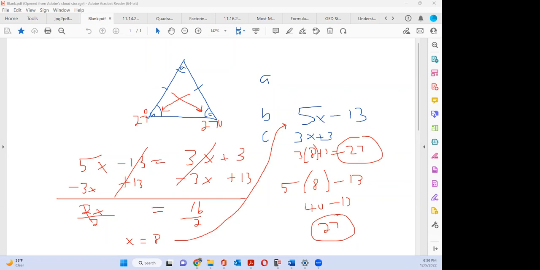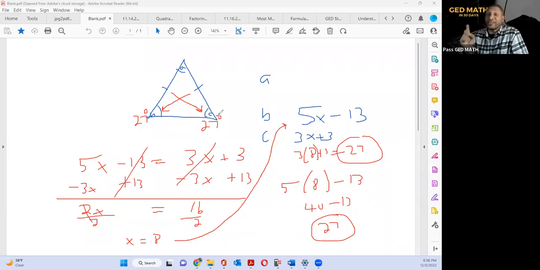Well, you know what? I kept getting 8, but I didn't plug it back in. And I kept saying, well, what? Because you got to understand, if they say solve for x, x is 8. But if they ask you what the angles are, you got to plug that 8 back into your expression.